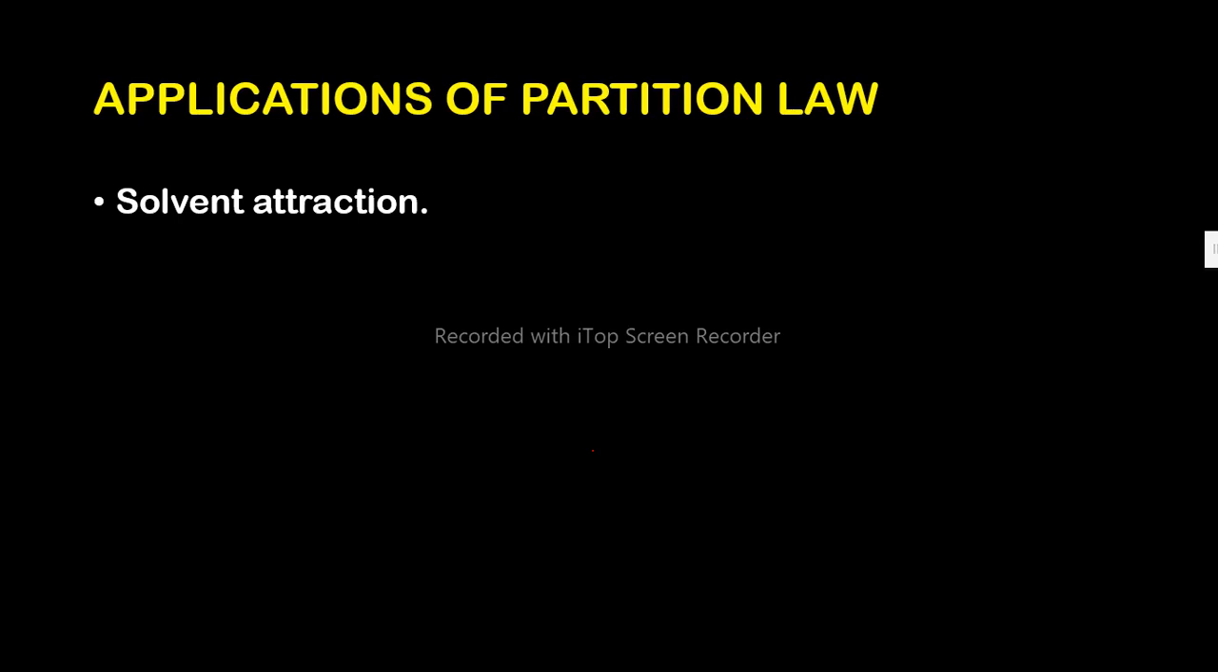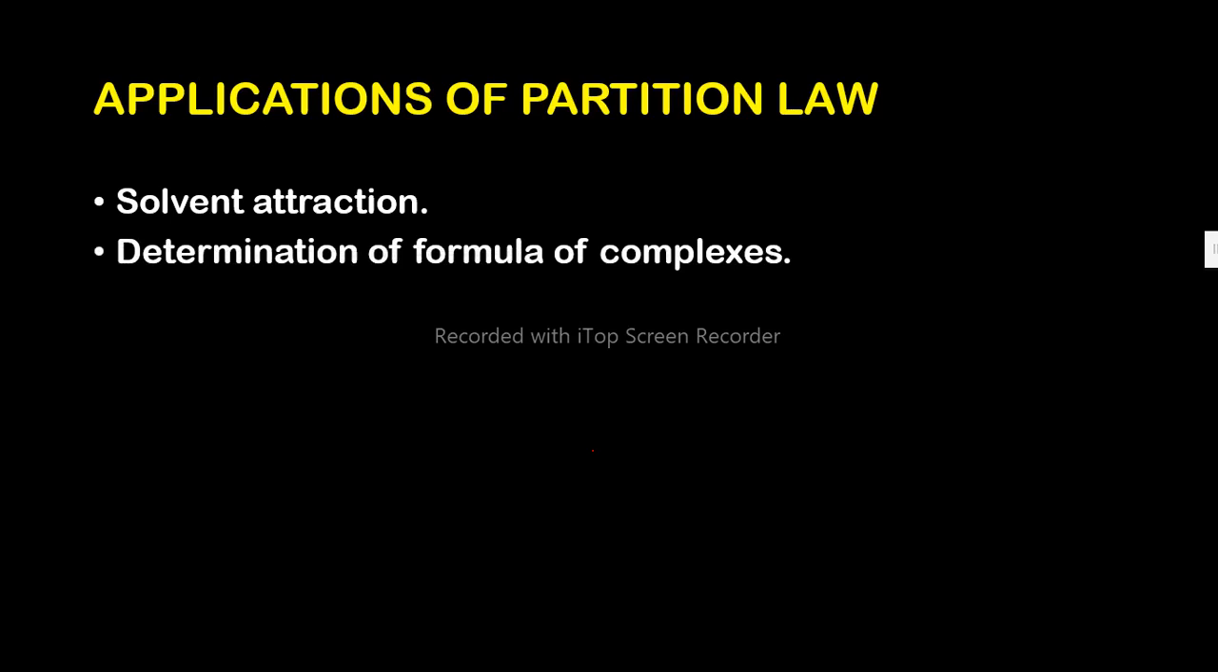So one of the applications we shall find is solvent extraction, and we are going to see what it is. We shall see how we can use the partition law to determine the formula of the complex that is formed, and finally chromatography. So this is where we stopped in our previous lesson.